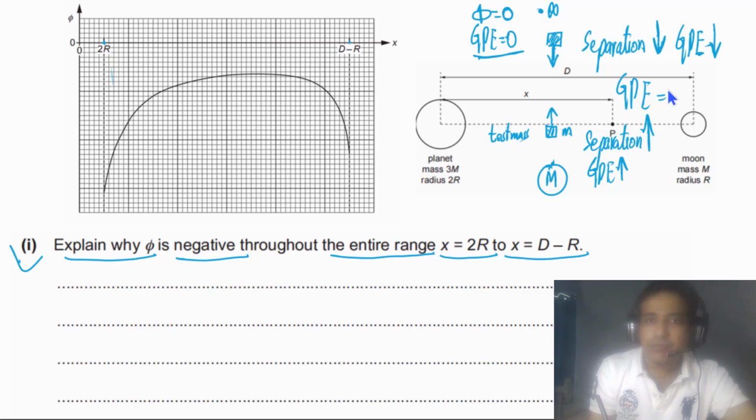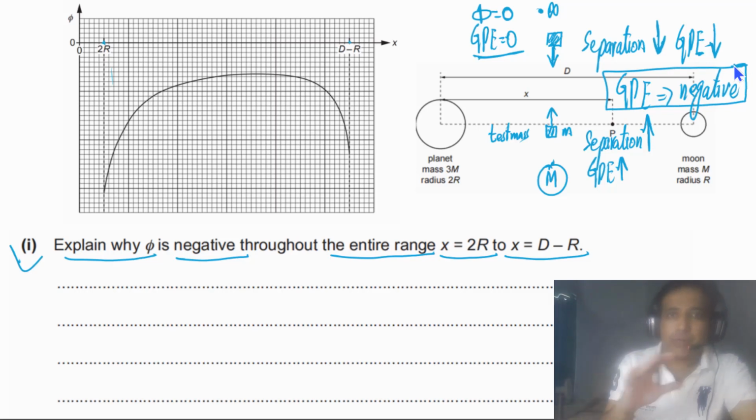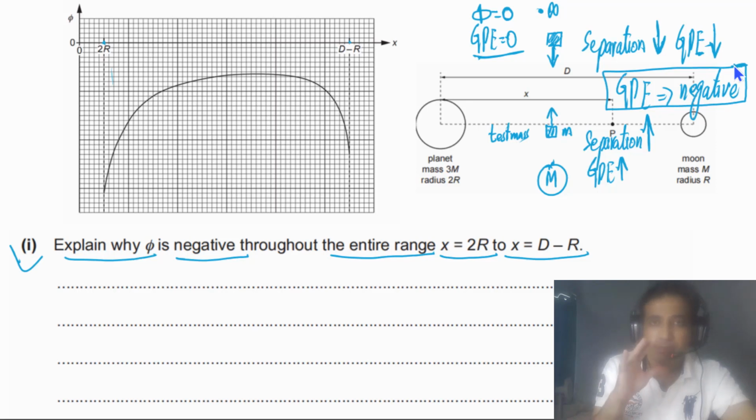GPE is always negative because at infinity we assume potential is 0, or we assume GPE is 0. So that's the reason potential is always negative other than at infinity. For gravitational field we are talking about, but for electric field potential can be positive, it also can be negative. We will go to that point later.